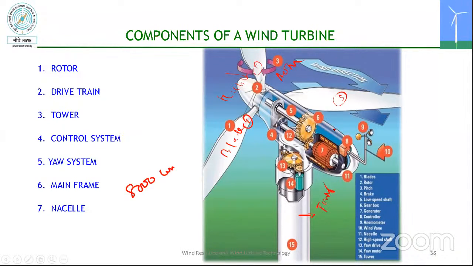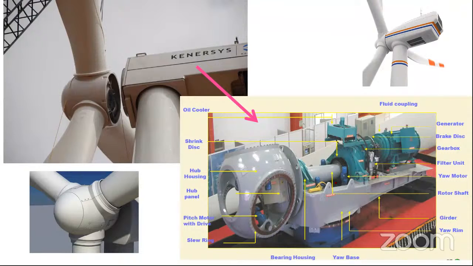So these are the major components I am explaining here. The control system has one on the top of the tower and another at the bottom of the tower. Then there will be the yaw system, mainframe and nacelle. This is called the nacelle, which protects the drivetrain components. Inside the nacelle we have the drivetrain components, and you can see the different drivetrain components.